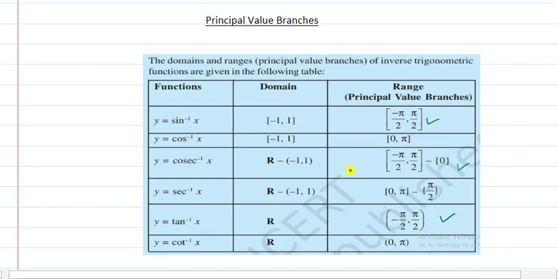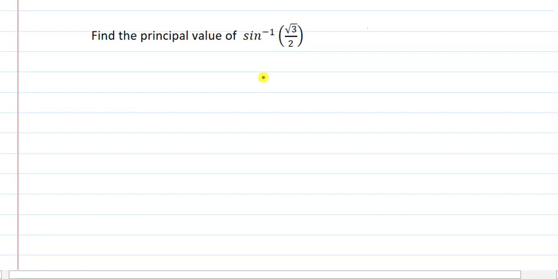Now let me discuss some problems which are based on domains and ranges of principal value branches of these inverse trigonometric functions. Let us start with a very simple problem on principal value. The question is: find the principal value of sine inverse root 3 upon 2.